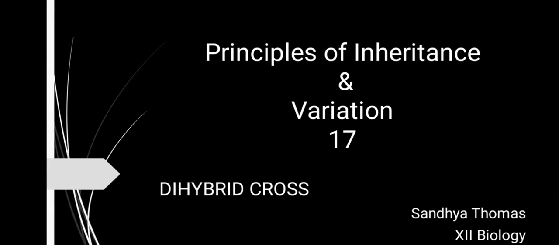Principles of Inheritance and Variation, Session 17. In this module, we are going to learn about the Dihybrid Cross, which helped Mendel to arrive at his third generalization, the Law of Independent Assortment.